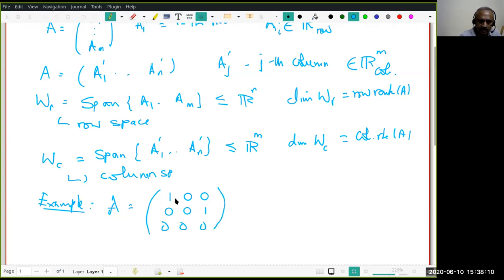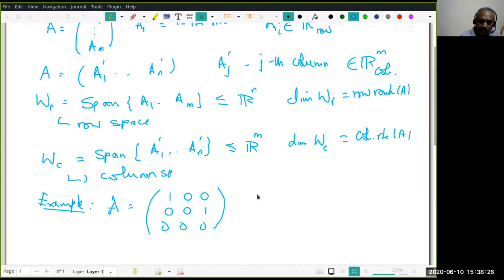Okay. Therefore, this is the first column sitting in R3 row. This is the second column sitting in R3 row. Sorry, I'm very sorry. This is the first row sitting in R3 row. This is the second row, which is sitting in R3 row. This is also in R3 row.